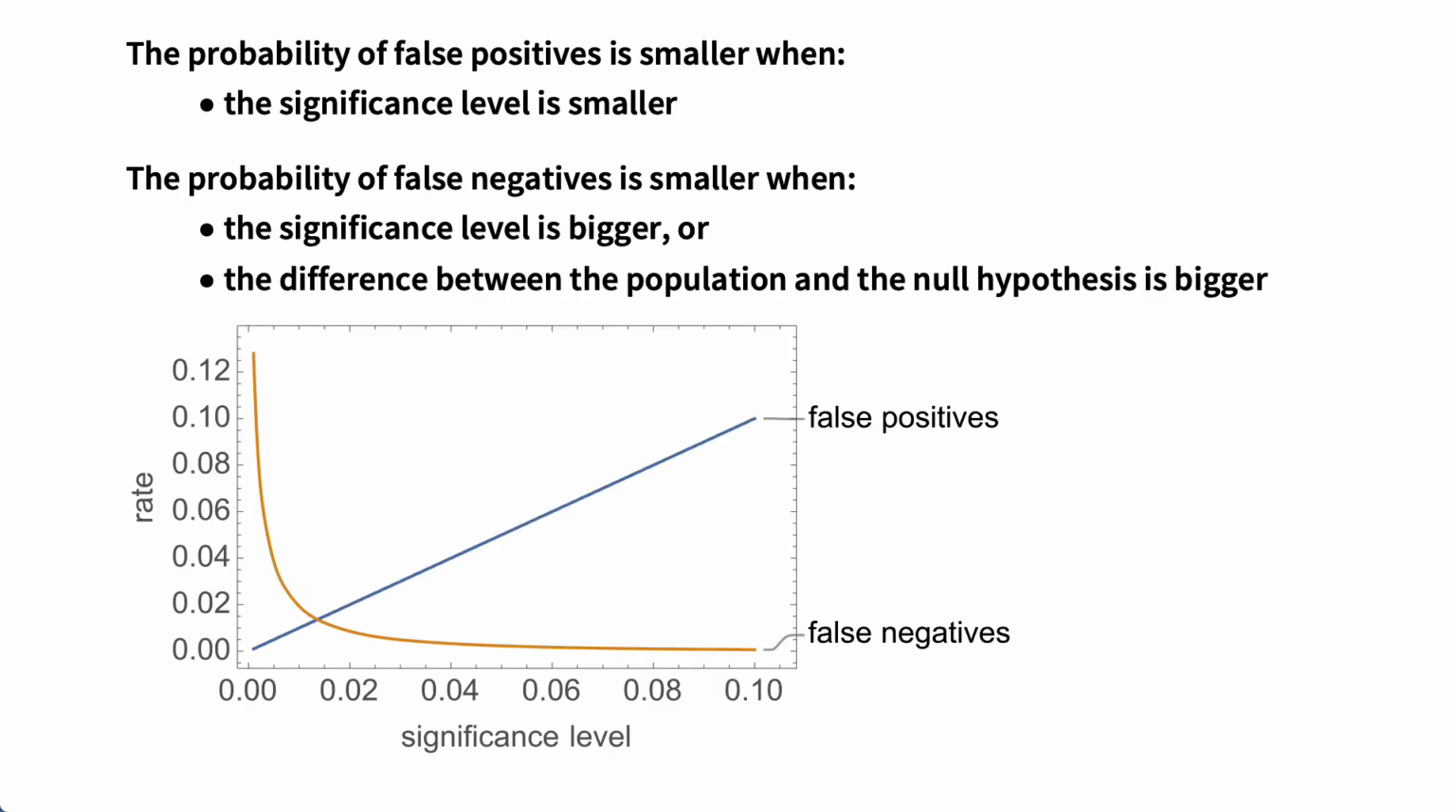Here's a plot of the rates of false positives and false negatives for different values of the significance level in this example, showing a low rate of false positives if the significance level is small, and a low rate of false negatives when the significance level is large.